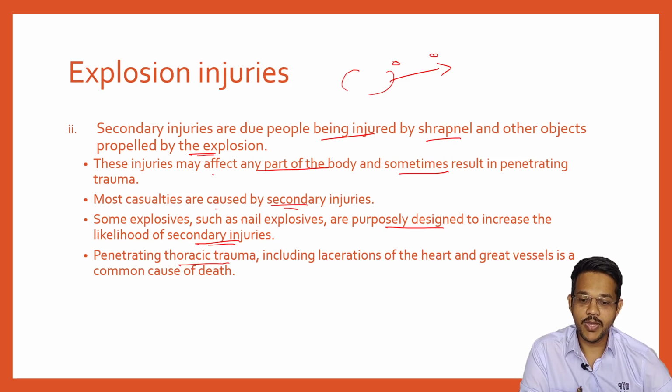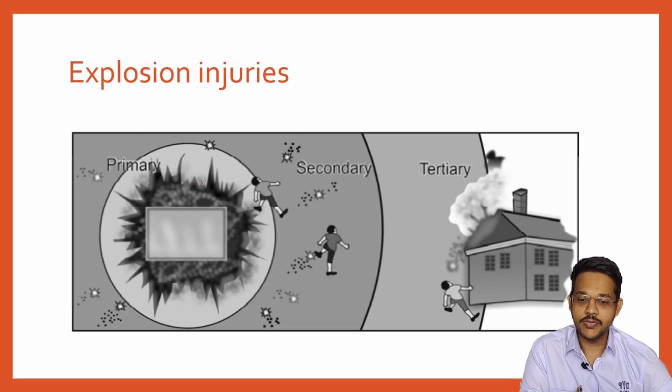Penetrating thoracic trauma, including lacerations of the heart and great vessels, is the common cause of death in these secondary injuries. So this is the image depicting the type of injury. Primary injuries are caused by blast waves. Secondary injuries are caused by projectiles which hit the person.